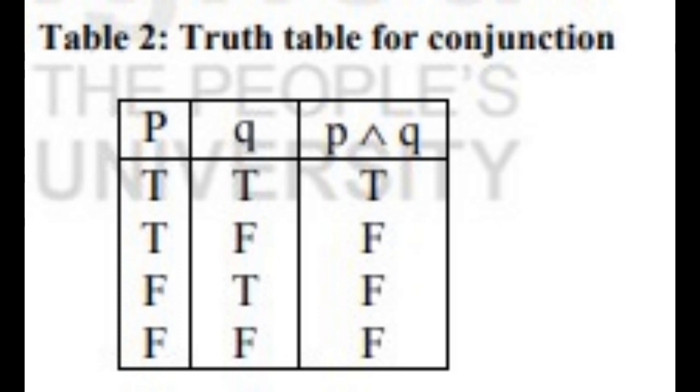Do you agree that this could happen only when both P and Q are true, and not otherwise? For instance, "2 plus 1 equals 3 and 3 equals 5" is not true, because "3 equals 5" is false. So, the truth table for conjunction would be as in Table 2. Table 2. Truth table for conjunction. Look at the screen.